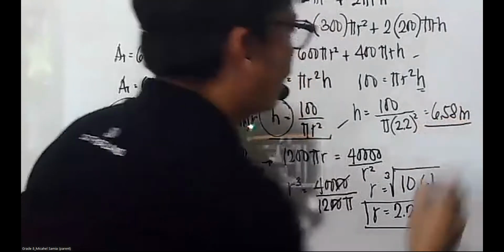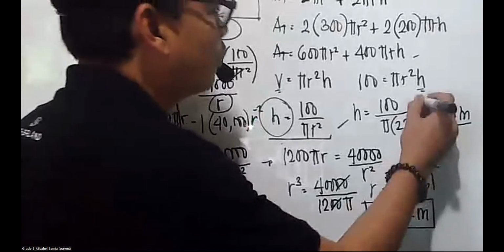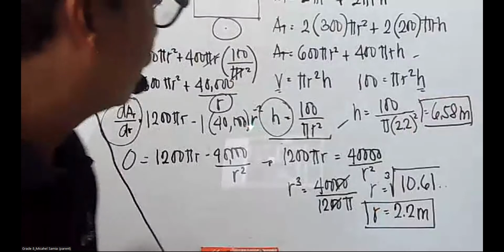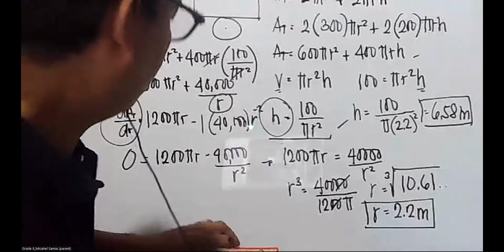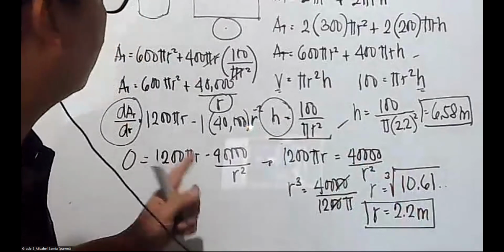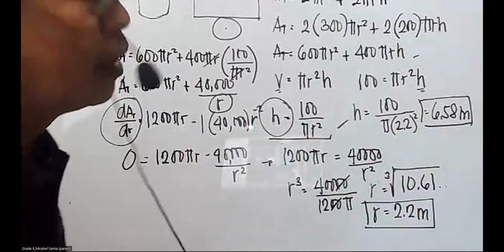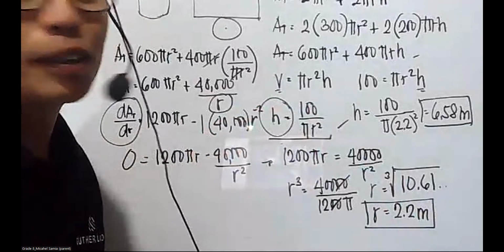meters. Okay, so what are we looking for? Volume is already given. We're only solving for the radius, but still we solve for the height. Okay. So how do you know if the result is the maximum or the minimum? We will be able to determine if the result is a maximum or a minimum if the second derivative of the problem is greater than 0, it's a minimum. If it's less than 0, it's a maximum.